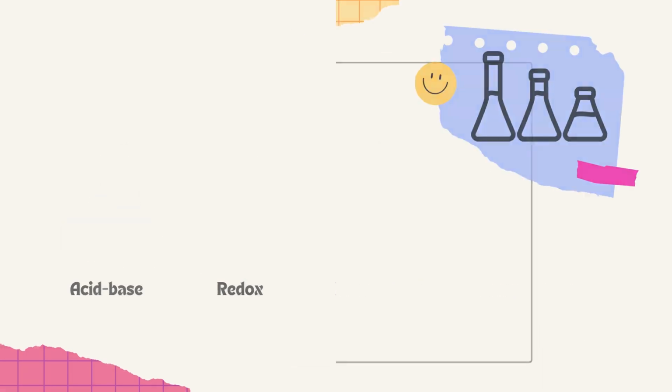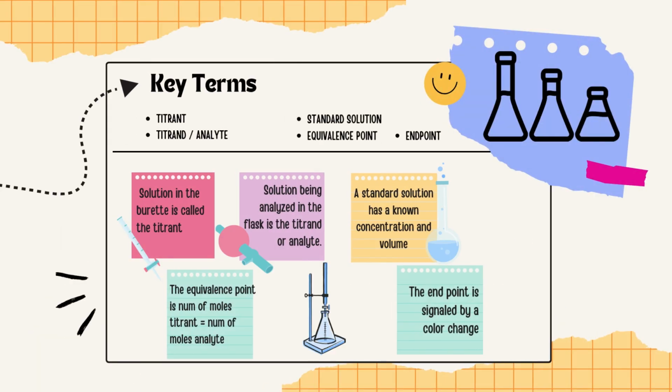Let's clarify the core terms. The titrant is the solution in the burette, and the analyte is in the conical flask. The equivalence point is when the number of moles of acid equals that of the base. The endpoint is the visible signal that the titration is complete, usually a color change due to an indicator.